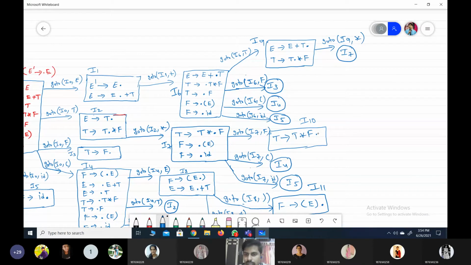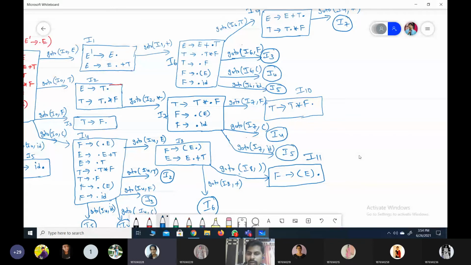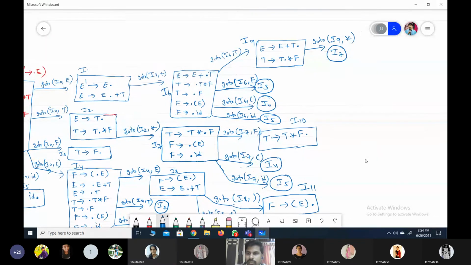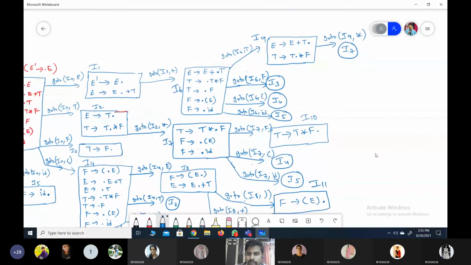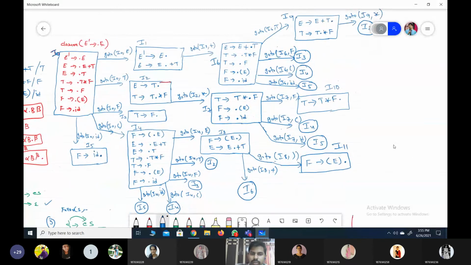So cross check with I10. I10 has already reached the goal state because the dot has moved to the extreme right side. No need to cross check I10. Cross check with I11. I11 also reached. Is there any I12 that we have? No, sir. So we have only 11 states. Okay. So if you have done that, that is nothing but item set construction is over.